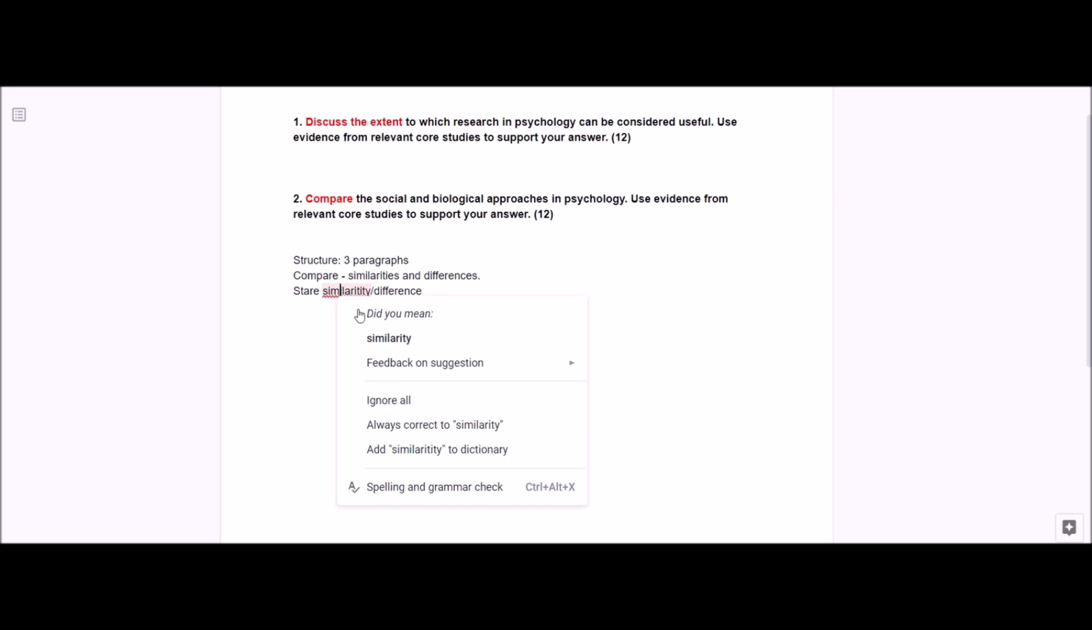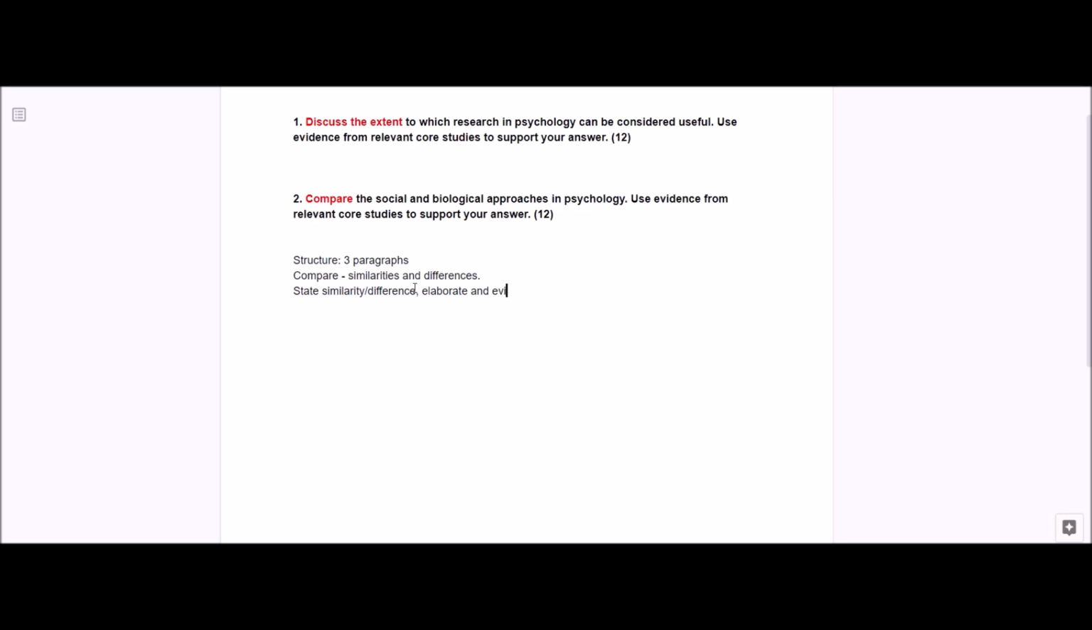The fact it's compare means that you are talking about similarities and differences. Okay, so that's how you should generally structure it, and the way that you should do so is you should state similarity slash difference, then elaborate, and evidence times 2. Okay, so that's your 4 marks. So state the similarity or difference, elaborate gets you another mark, and then 2 lots of evidence gets you the last 2 marks per paragraph.